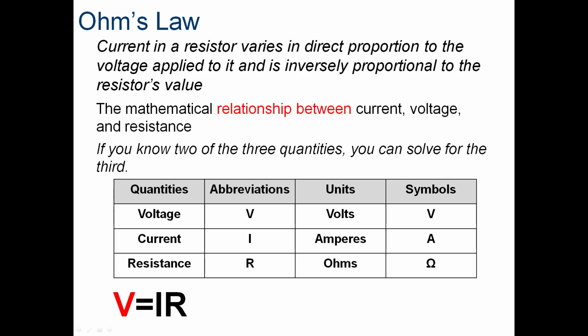This relationship, V equals I times R, allows you to develop all the other ones. So if I knew I and R, I could find V. If I knew V and R, I can find I. I is V divided by R. And if I know V and I, voltage and current, I can find resistance.